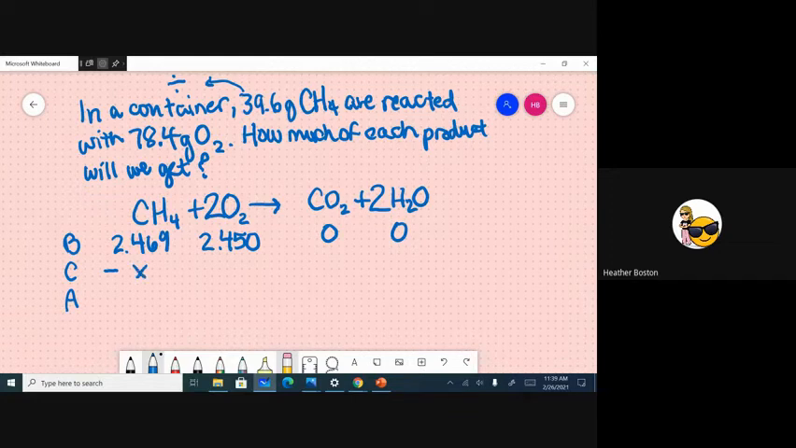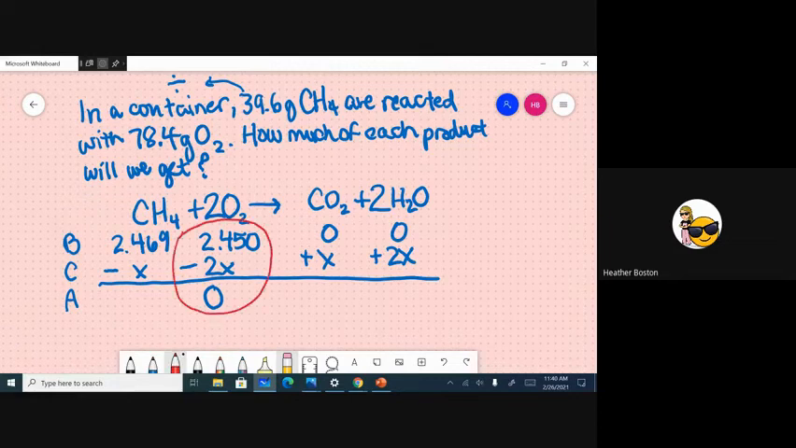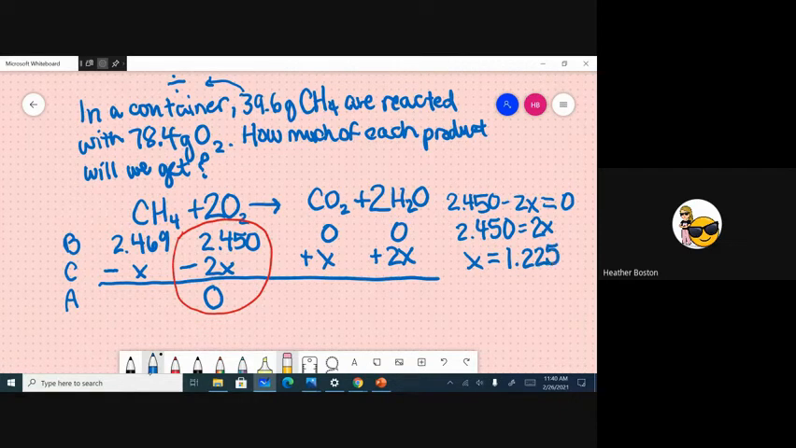So this is minus x, minus 2x, plus x, plus 2x. Oxygen is the limiting reactant, so we're going to say 0. My problem is right here now. So the problem becomes 2.450 minus 2x equals 0. So x in this case is going to be 1.225 moles. That's going to be the value of x.